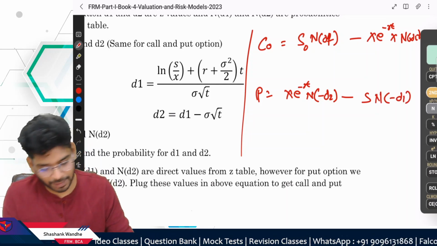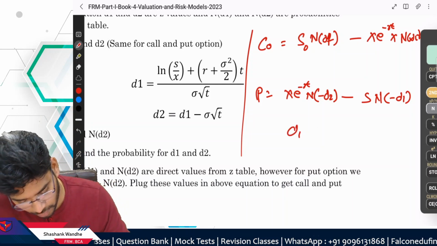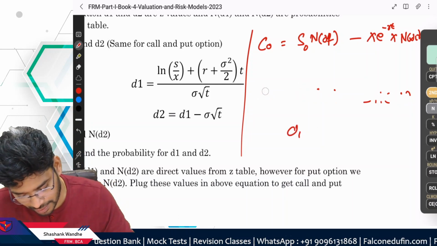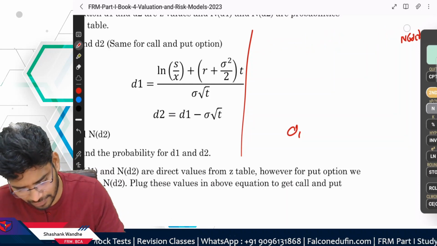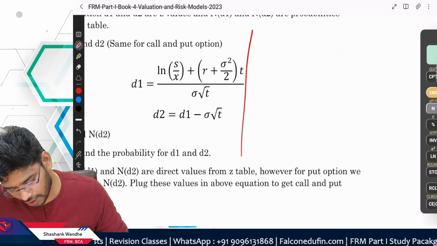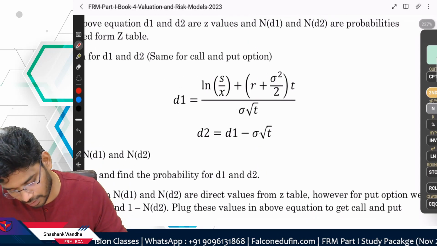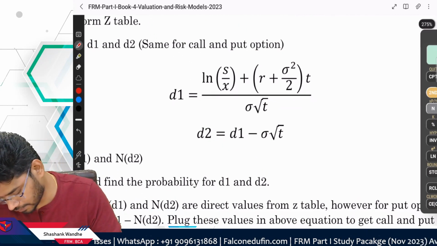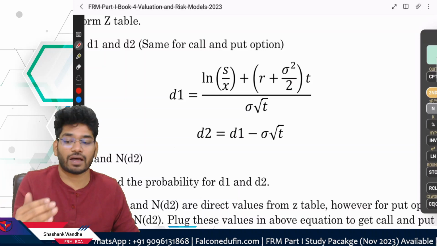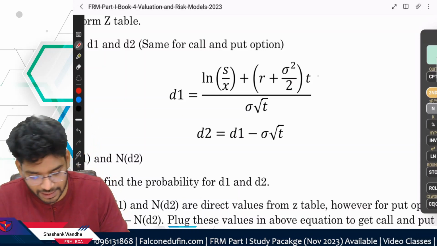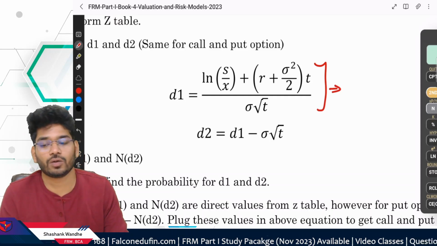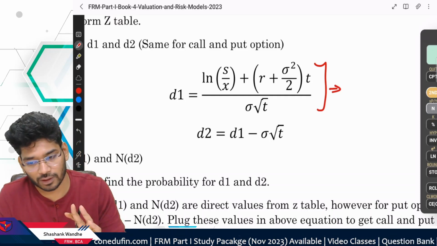Very basic, very simple. Now the question is how to calculate d1 and d2. The d1, d2 calculation is the headache for students. The rest of the chapter is very simple and easy for everyone. So here I will just give you the insight on how to calculate d1 and d2, how to remember the formula. Always remember, if you see this formula in totality, then you will be afraid of it.